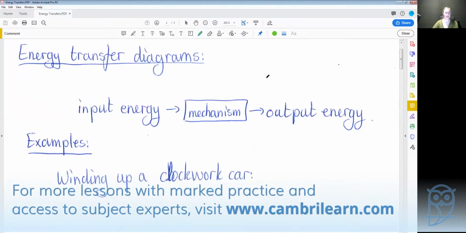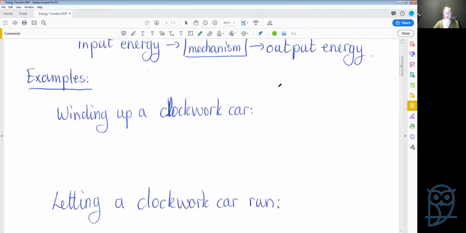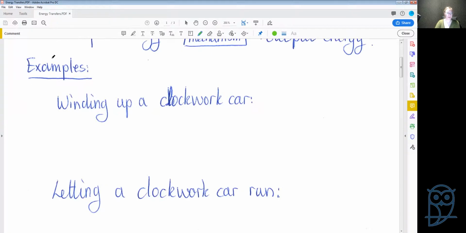Okay, so energy transfers. The first thing in energy transfers that you guys need to know is energy transfer diagrams. So here, it's got a few characteristics. We've got an input energy, an arrow, some kind of mechanism that we put in a box, another arrow, and then an output energy. So let's do a few examples.